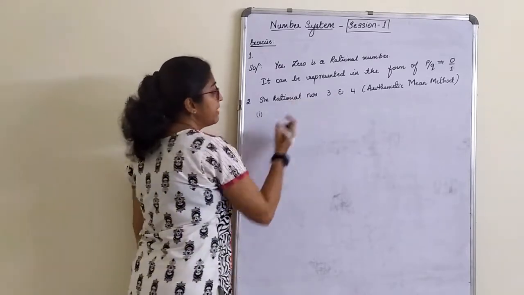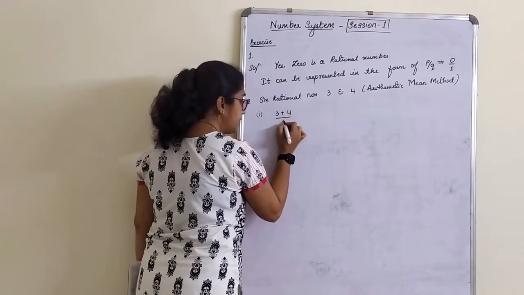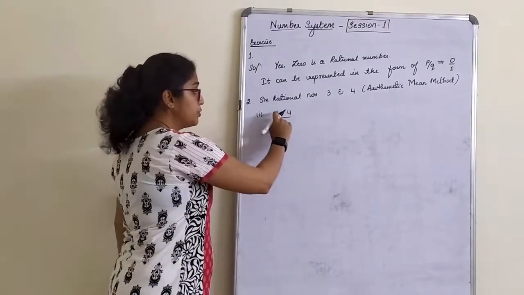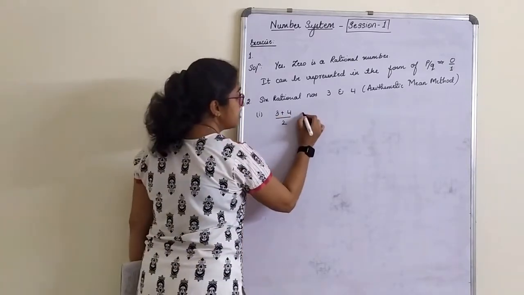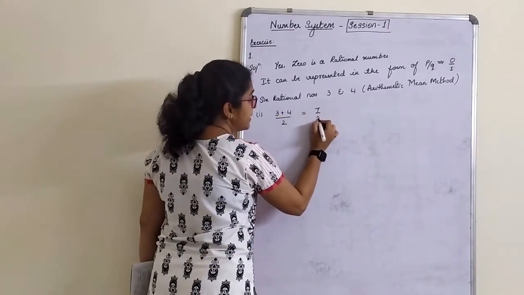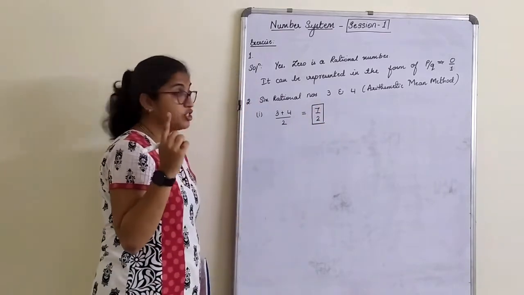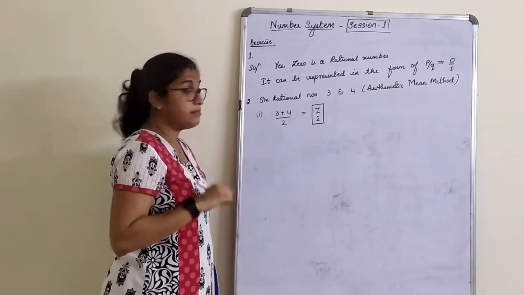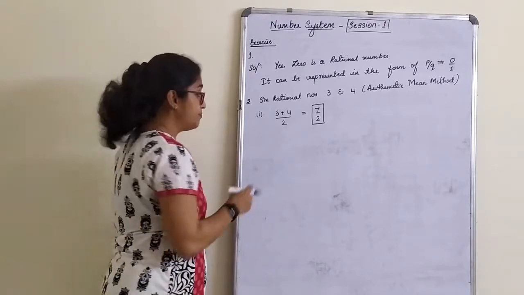Arithmetic mean method: for 3 and 4, the first step is we add both the numbers and divide by 2. As I have told you, sum of two numbers divided by the number of numbers. What answer did I get? 7 by 2. 7 by 2 is my first rational number. Between 3 and 4, 7 by 2 is the first. How many do I have to find? I have to find 5 more.